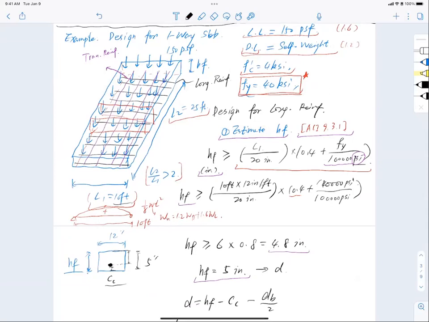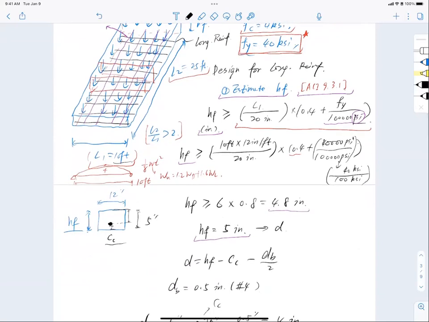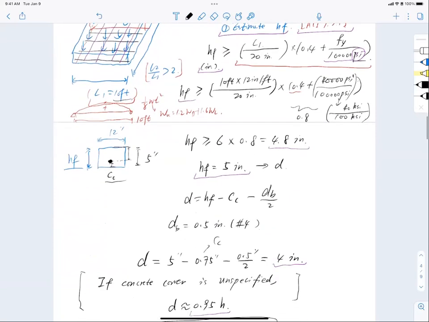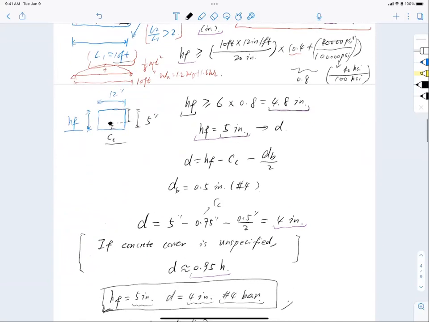Okay, so if you really don't like so many zeros, you can write down the 40 KSI divided by 100 KSI. Okay, so that is the ratio. So you should get a 0.8. Okay, you should get a 0.8 out of this. So with that, you can get the height of the slab from 4.8 inches, round it up to 5 inches, and we want to estimate the depth of it.